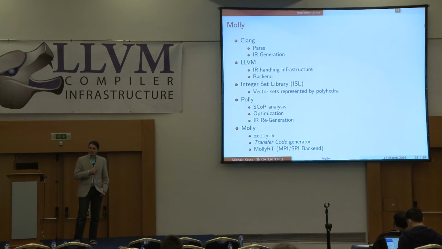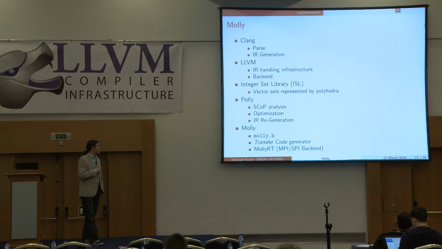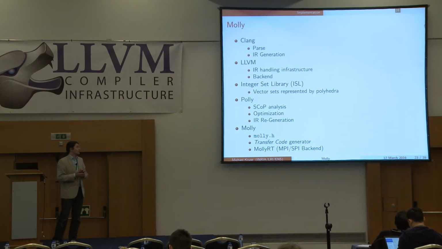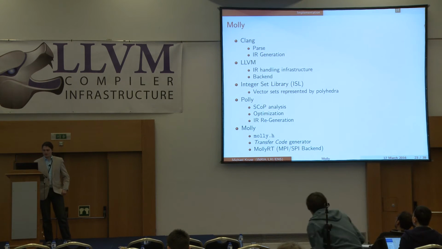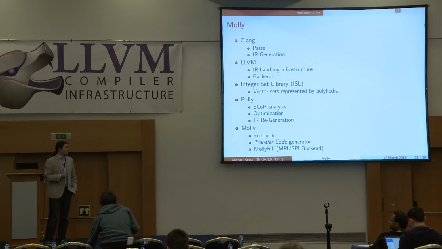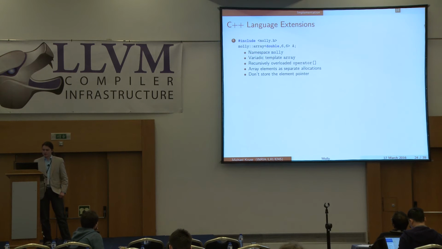I used multiple components. I modified the Clang front end somewhat for the middle one, and the back end uses LLVM and Polly for the actual code generation, to get from a scop description to the IR code to be generated. And Molly itself consists of multiple components, which I'm going into.